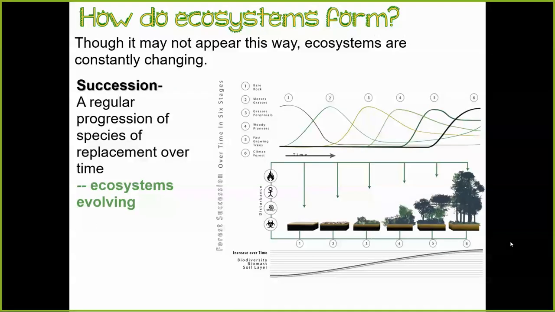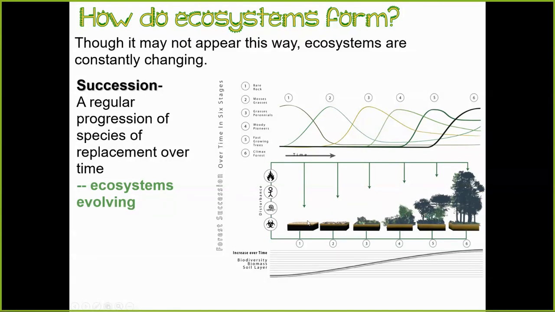Right. So, how do ecosystems actually form? Even though it doesn't seem this way, ecosystems are always changing. The problem is the changes that take place in them happen over very, very, very long periods of time. So, how they change is by a process called succession. Okay? So, this is the regular progression of a species as they replace over time.